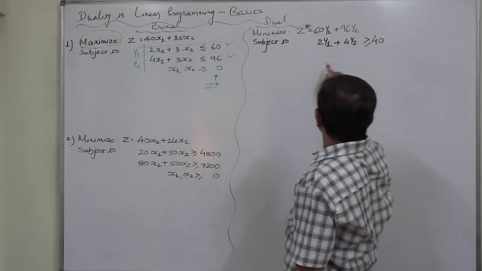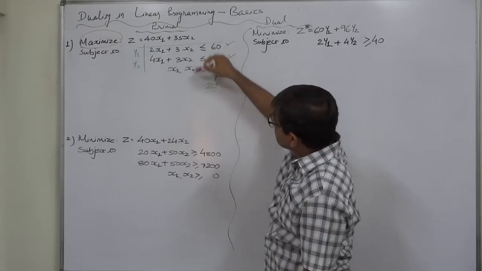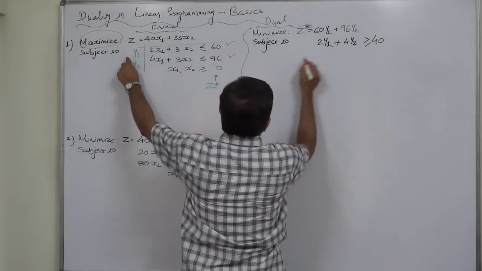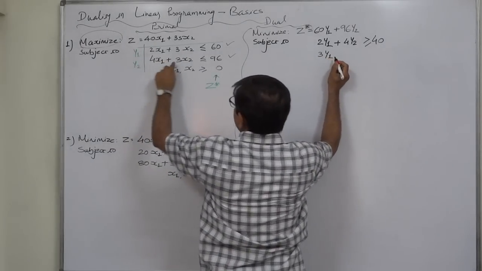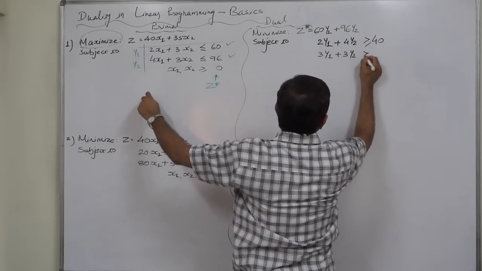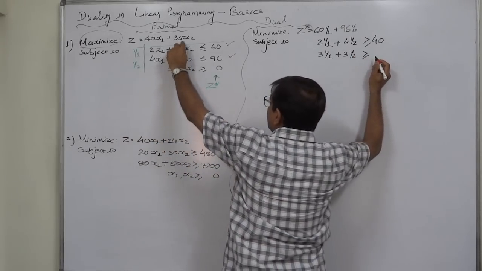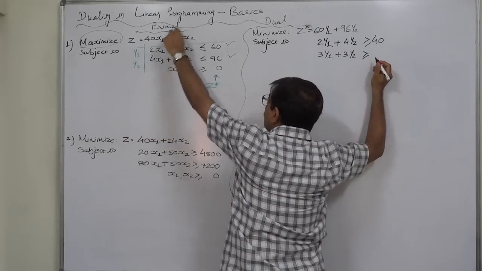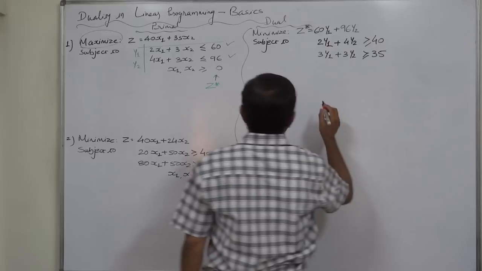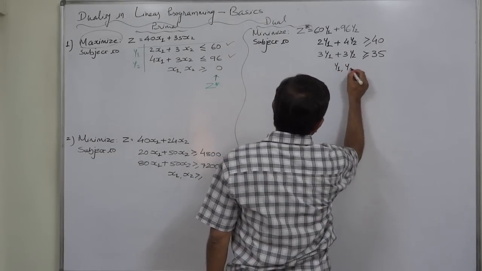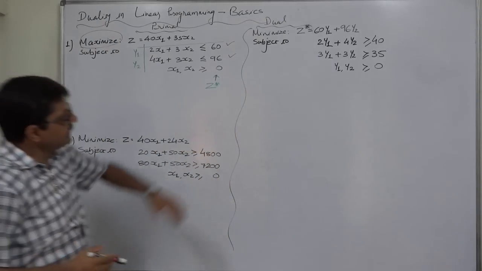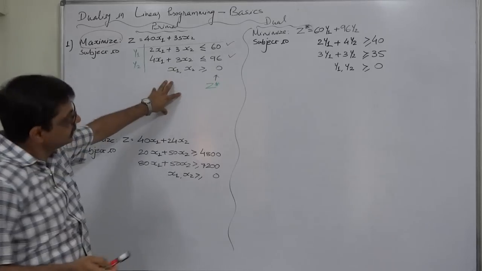Similarly, the second constraint will be written on the basis of the second decision variable of the primal. 3y1 plus 3y2. Again the sign is greater than or equal to, and the coefficient of x2 will now be the right hand side value of the second constraint, 35, and y1, y2 both are non-negative. So this is the dual of this primal.